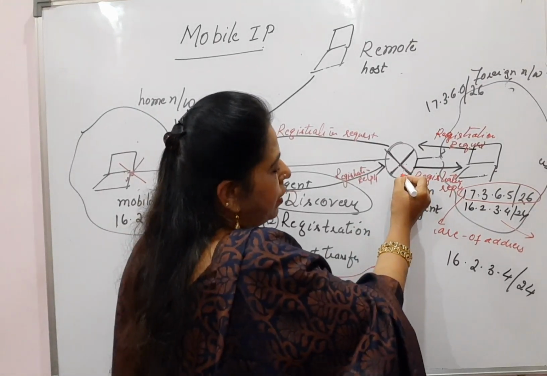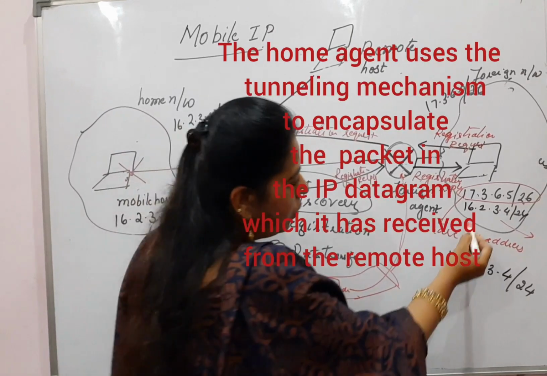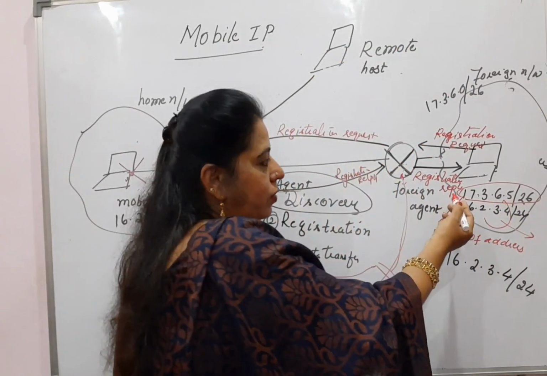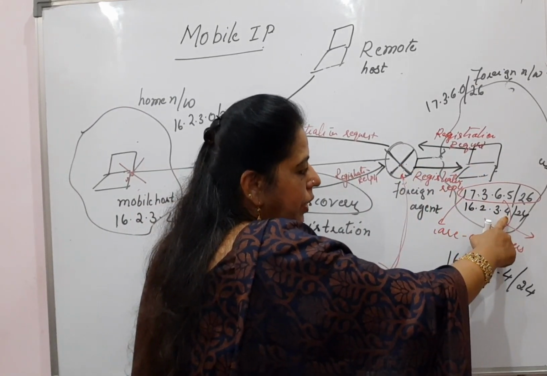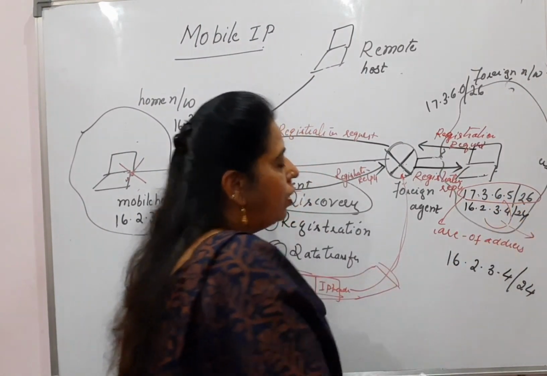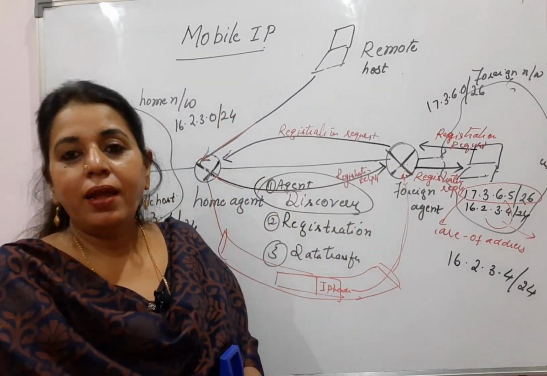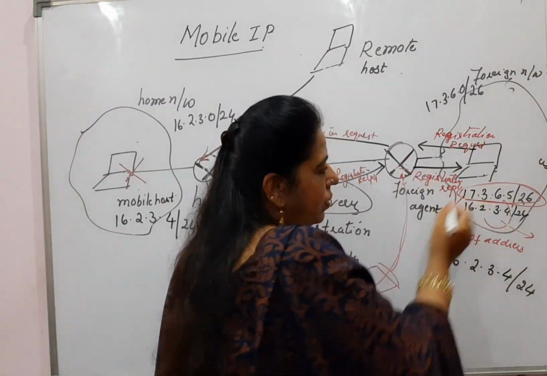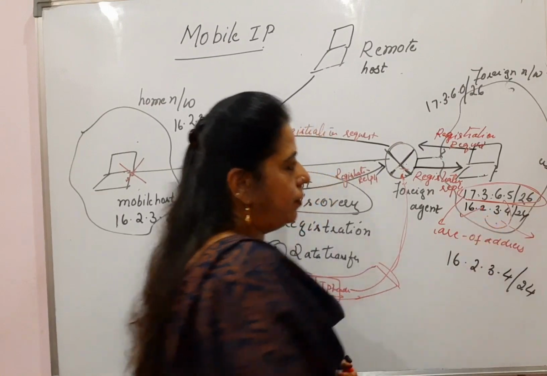Then the foreign agent has a table wherein it has done a mapping of the home address with the care of address. So whenever a host comes to the foreign network, this router will maintain a table: 16.2.3.4 has a care of address of 17.3.6.5. When it receives a packet from the home agent, it refers to the table and comes to know, yes, the packet is for this host only. So it will send the packet to this host.